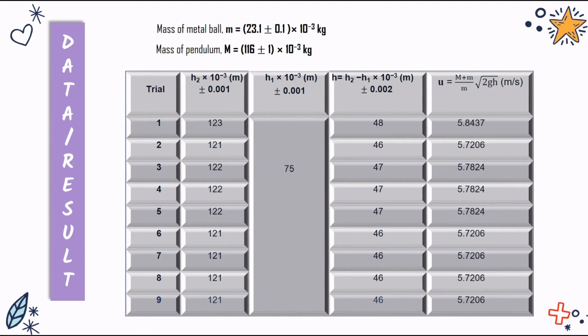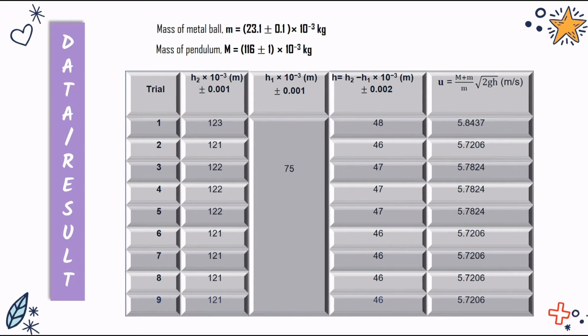Next, we look at the data. We got the mass of the metal ball, which is small m, as 20.1 plus or minus 0.1 times 10 to the power of negative 3 kg, while the mass of the pendulum, which is capital M, is 116 plus or minus 1 times 10 to the power of negative 3 kg. So this is the result of the experiment. We use 9 trials and we get the H and U.